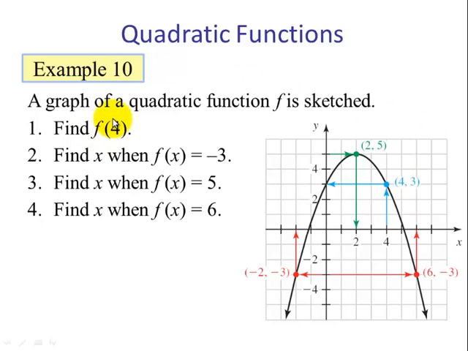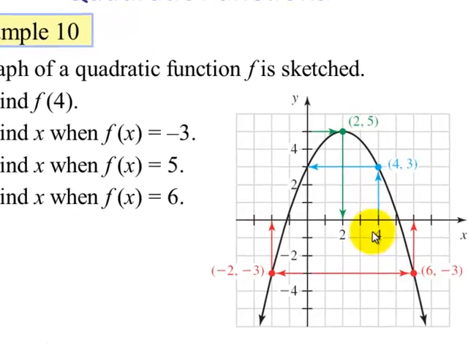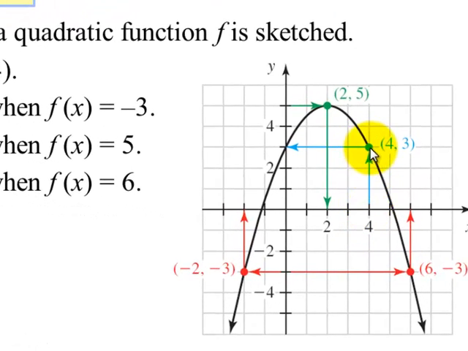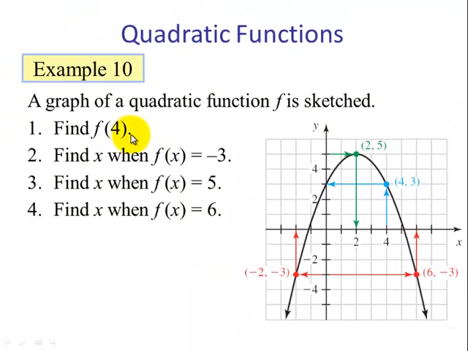So for number 1, find f of 4. So this means find the y value when x is 4. So we go to the x-axis to 4, and we see that this point is (4, 3). So when x is 4, y is 3. So the answer to number 1 is 3.